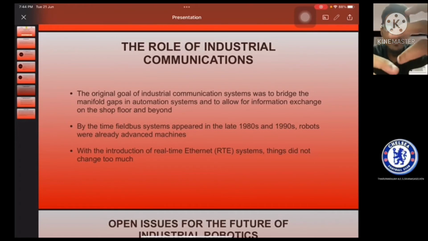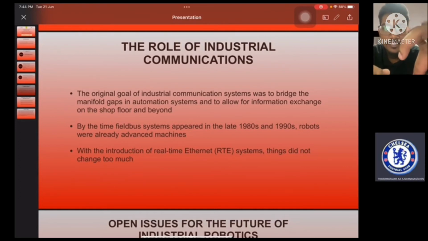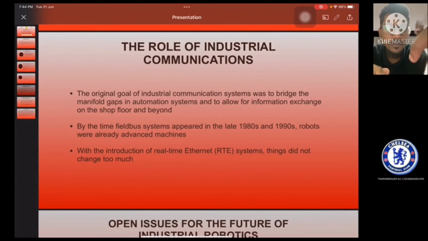By the time field bus systems appeared in the late 1980s and 1990s, robots were already advanced machines. The actual control of the robots was localized, and the coordination between robots was not necessary. In those days, robots were mostly part of integrated workstations that were connected via conveyor systems, but at least loosely coupled in a control center.